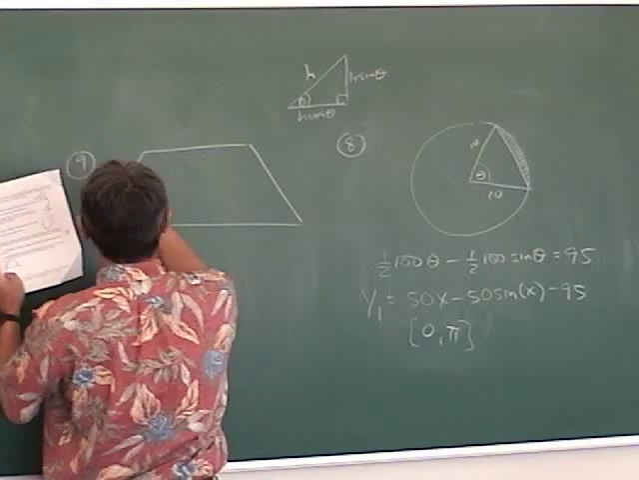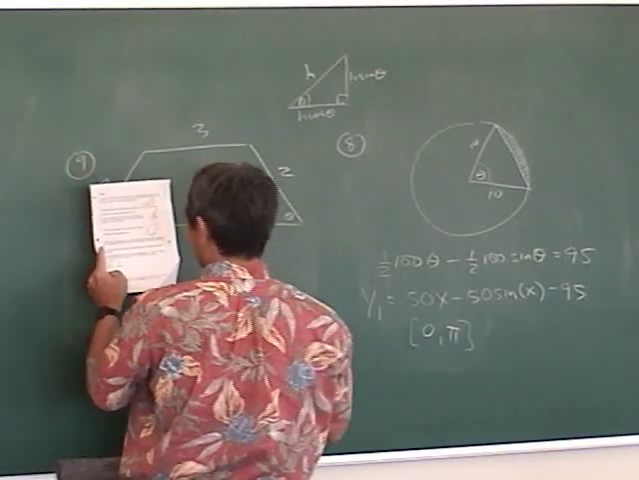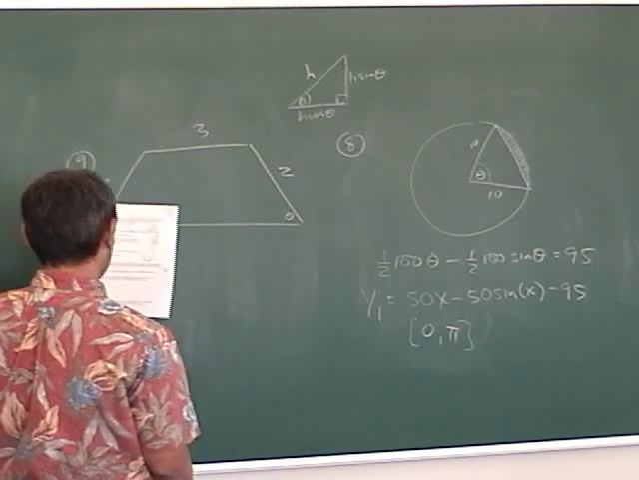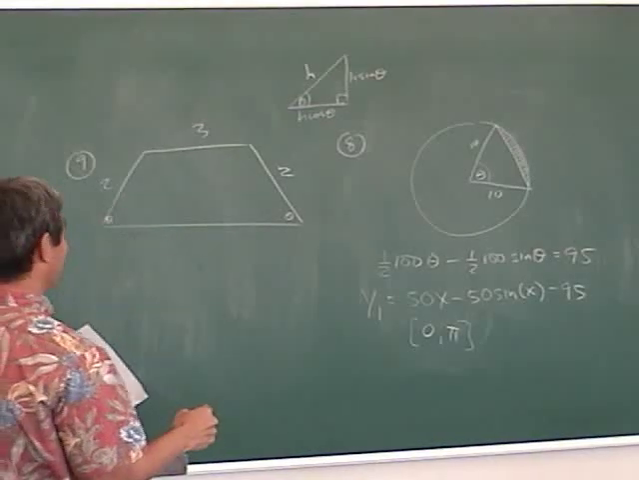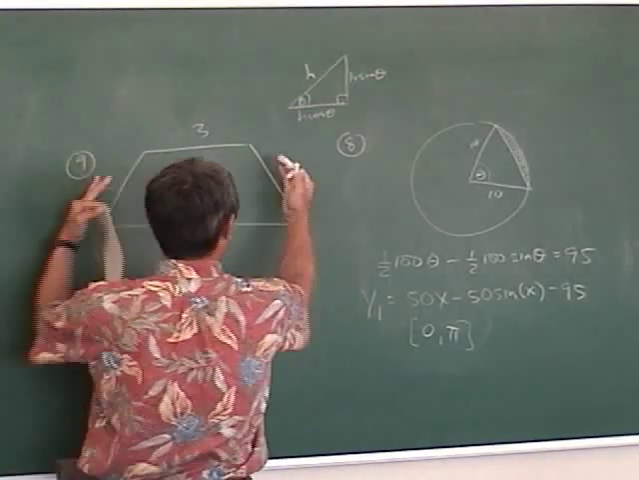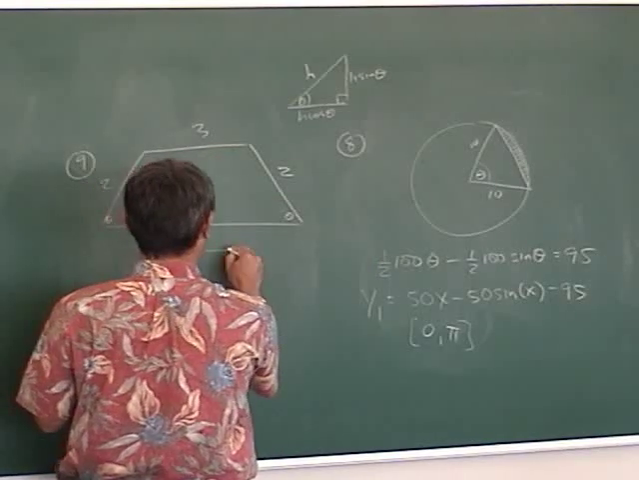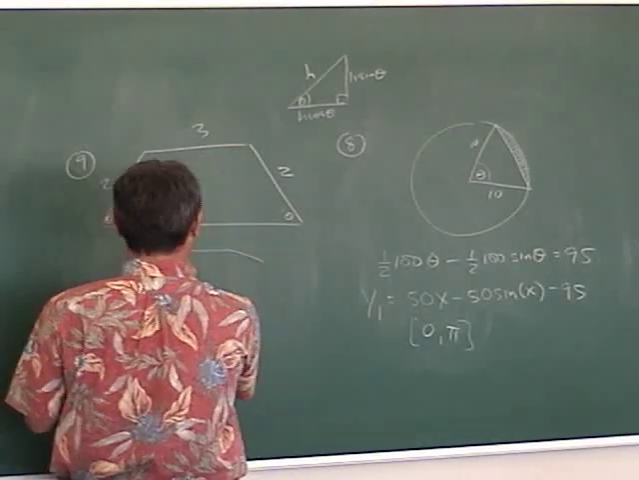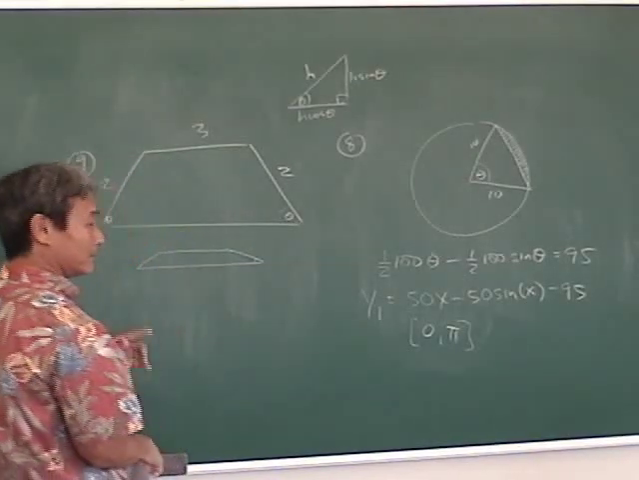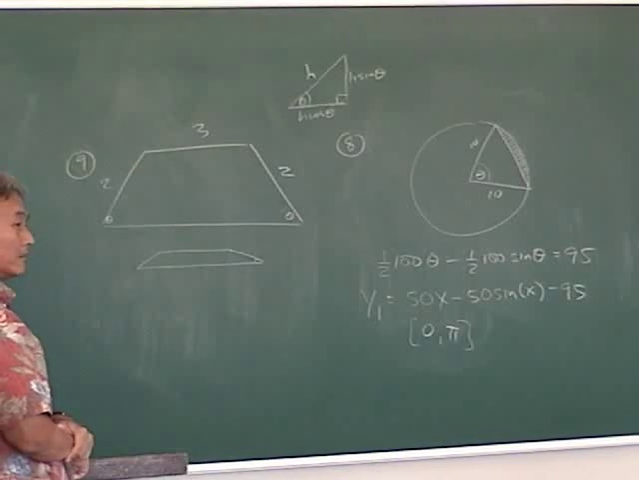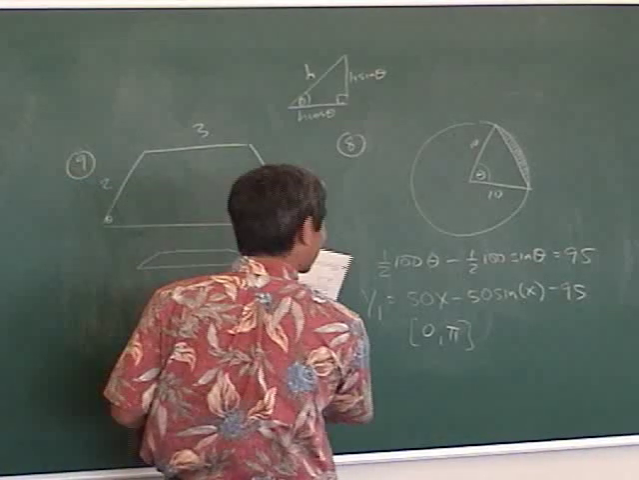Okay, here, 2, 2, 3. This is theta and this is theta. Find theta so that the area of this trapezoid will be a maximum. In other words, what do I have to make this angle? Right, because if you make the angle really tiny, is the area bigger or smaller? Yeah, so how do I pick this angle so that the area is a maximum?